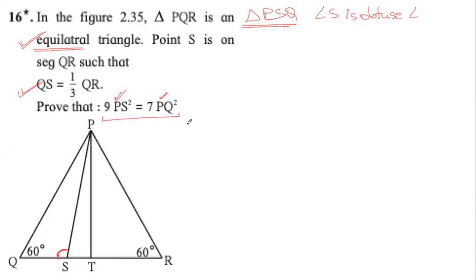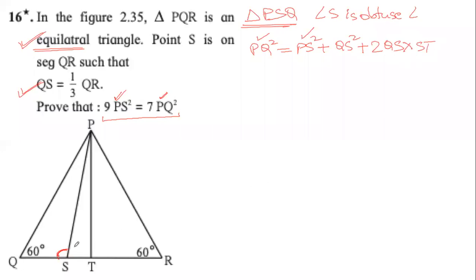Because it is an obtuse angle, using the relationship between the side opposite to the obtuse angle and the other two sides, we can write PQ square equals PS square plus QS square. You see how I'm getting PQ and PS? Now, because it is an obtuse angle, I will say plus 2 into QS multiplied by ST.